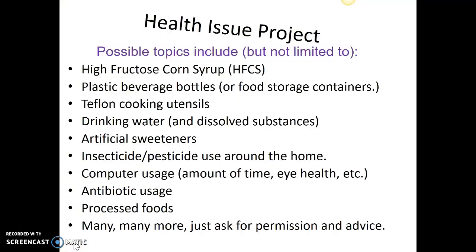Alright, you got a big health issue project you have to do. Here's some possible topics. And I'll discuss this more in class when I give you the scoring guide, but you've got to come up with a topic that is an issue, that has two sides of the story. For instance, I look down here and see artificial sweeteners. People on diets think they're great. They're getting less sugar.